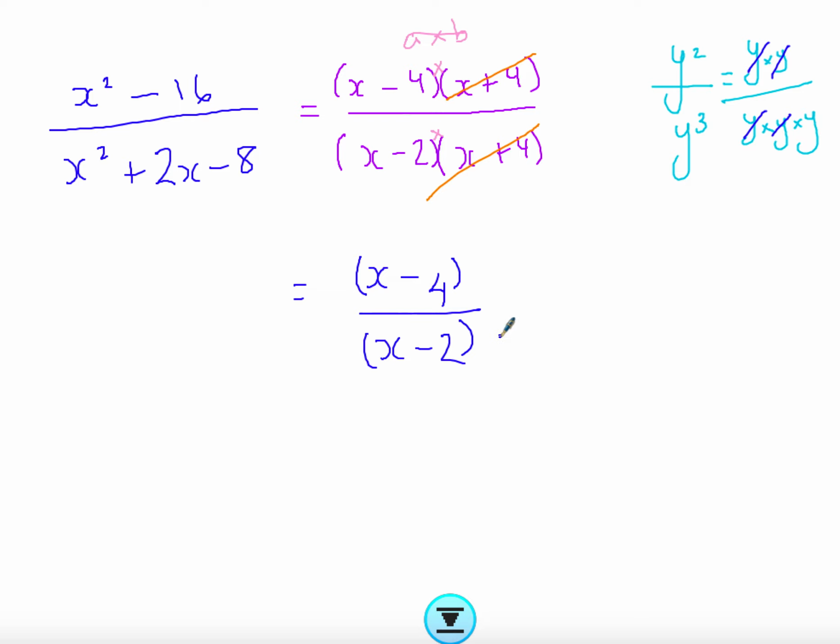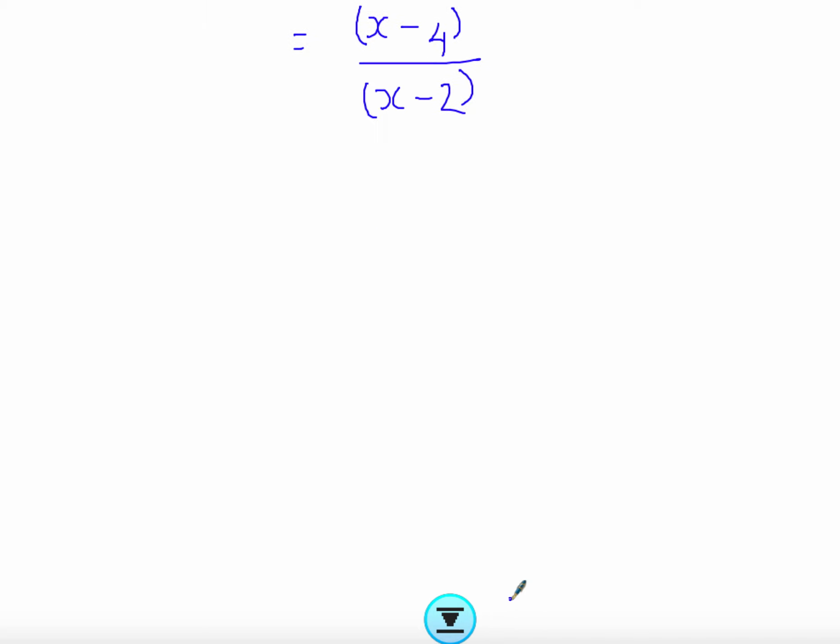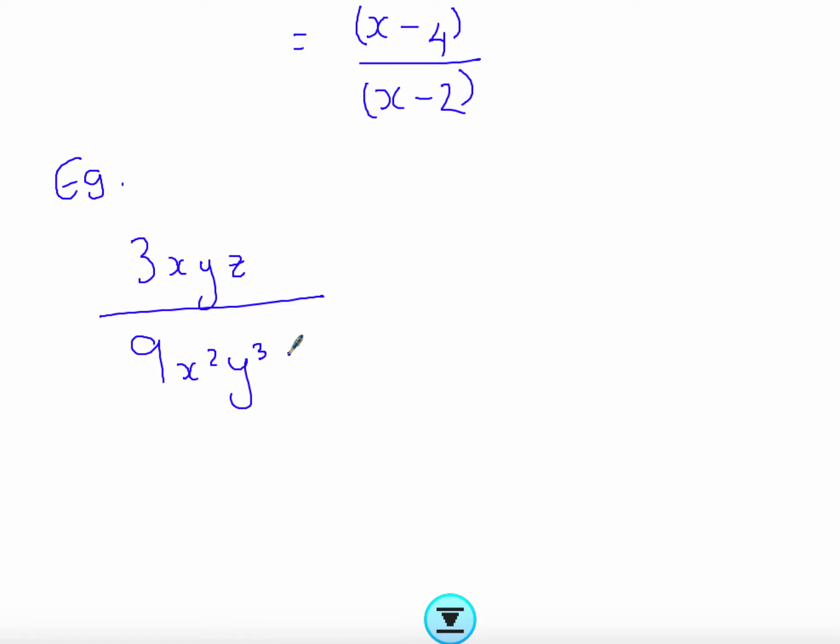So I'm going to put up just an extra example for you to pause and attempt. So if I have something such as 3xyz over 9x squared y cubed z to the power 4. This is a simple one. You can pause it and then look at the solution.